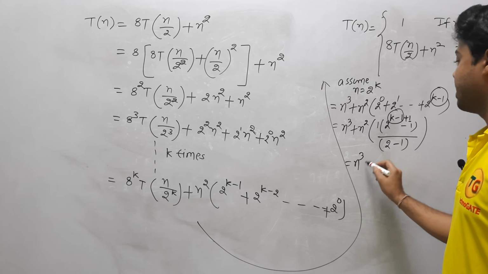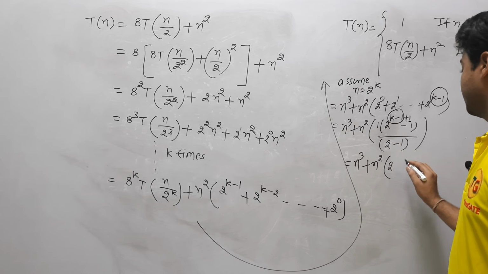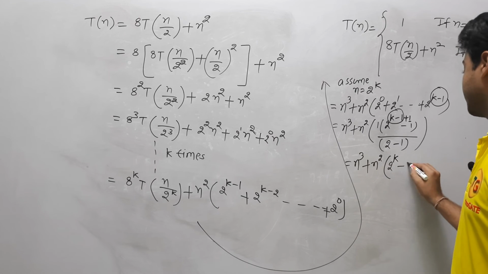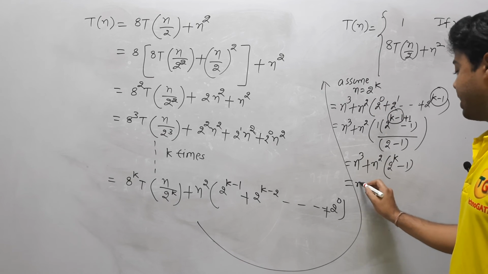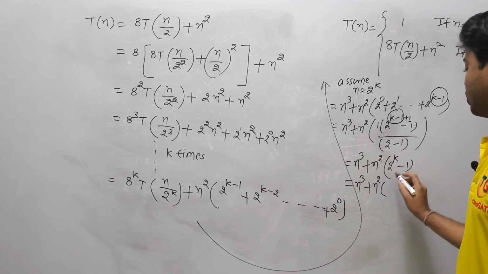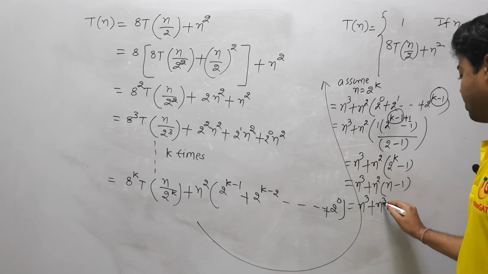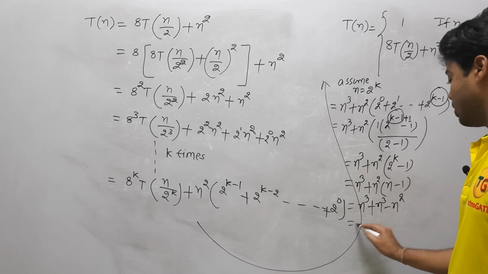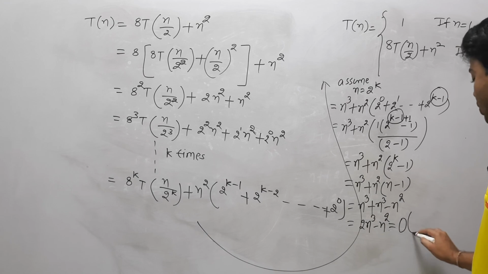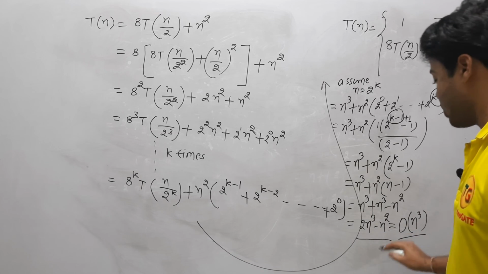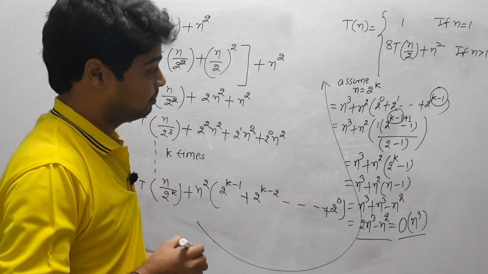So here n³ plus n², and the ratio is 2. So 2^k minus 1 upon 1 here. So 2^k is again n here. So n³ plus n²(n minus 1) here. So n³ plus n³ minus n². So it is 2n³ minus n². So the upper bound is n³. The higher order term is n³ here. So the time complexity of this is n³.